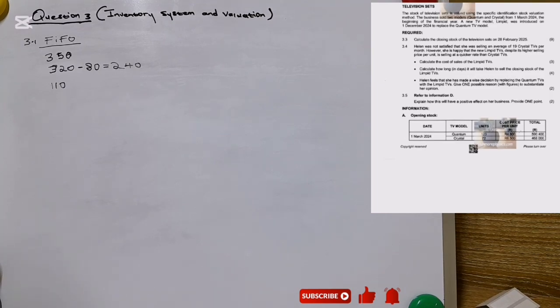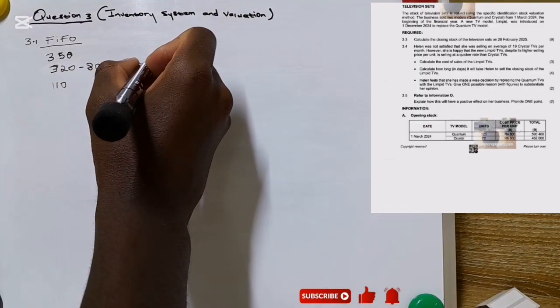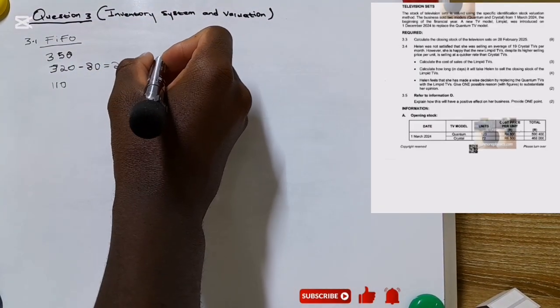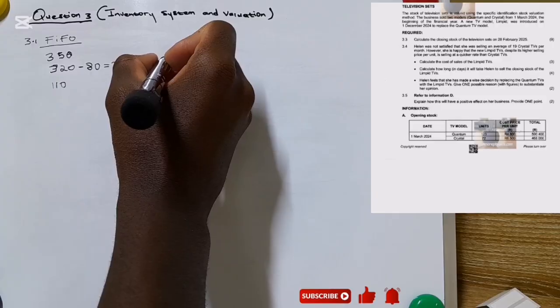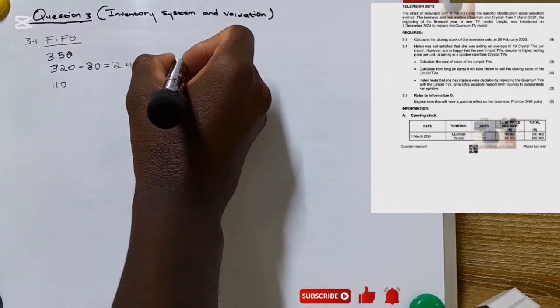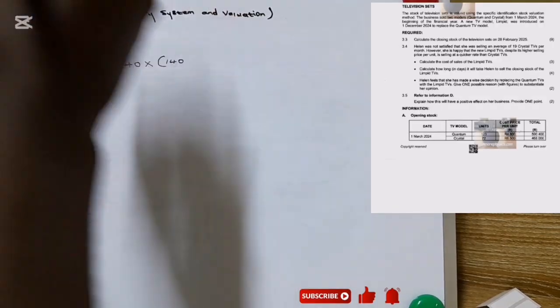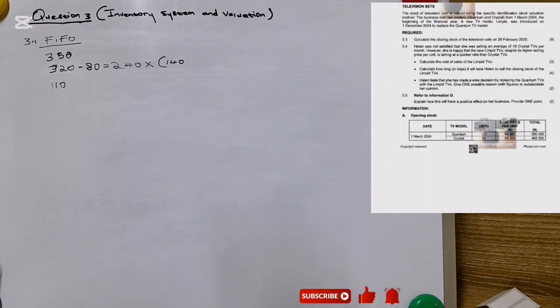Our unit price for December 2024, it was how much? 340. So you're going to say multiply by 140. Then here you check if we have carriage on purchases, but obviously we do have carriage on purchases. Let's go to information number C.